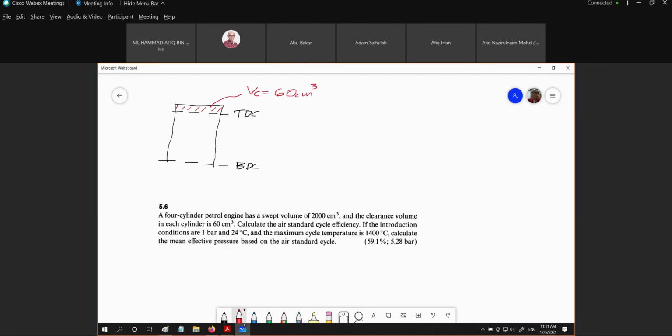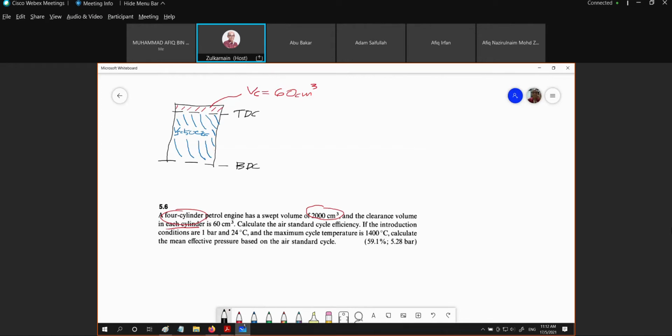Because the question tells us that this is the clearance volume of each cylinder, but the swept volume is based on the 4 cylinders. Meaning that the swept volume for 1 cylinder is equal to 2000 divided by 4, which is 500 cc. This should be our Vs for 1 cylinder only. Okay. And then we are going to calculate the air standard efficiency.